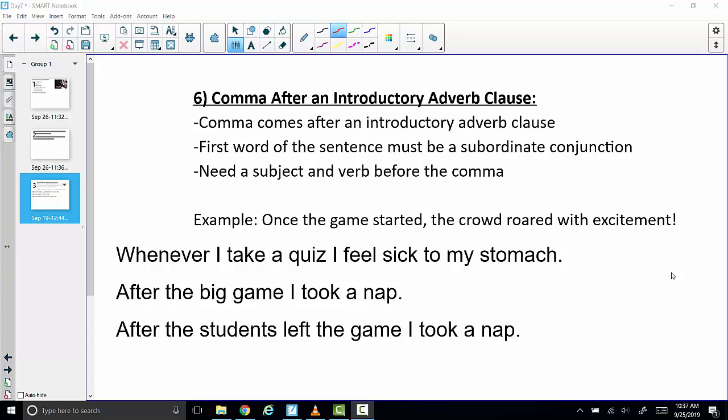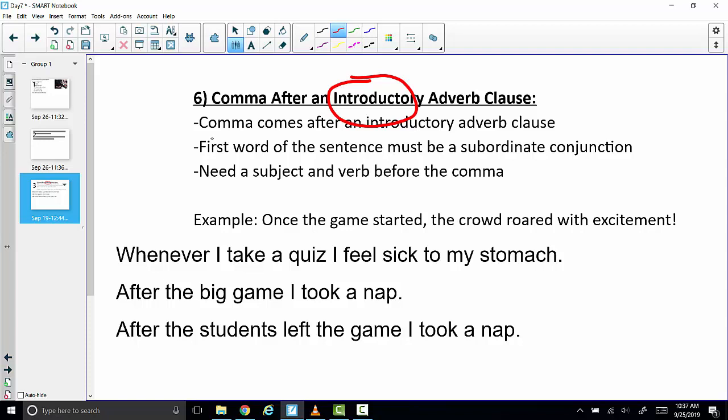Hi, today I'm going to talk about a comma after an introductory adverb clause. It's a lot like our last lesson, prepositional phrase, but I think it's a little bit easier. So, because this rule has the word introductory, that means we're going to be looking at the first word of the sentence to figure it out.